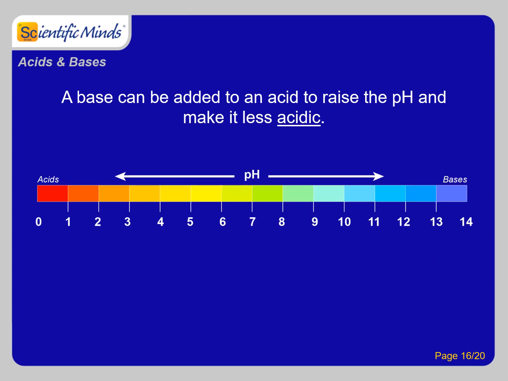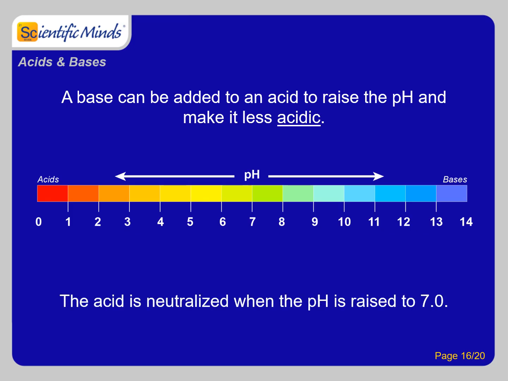A base can be added to an acid to raise the pH and make it less acidic. The acid is neutralized when the pH is raised to 7.0.